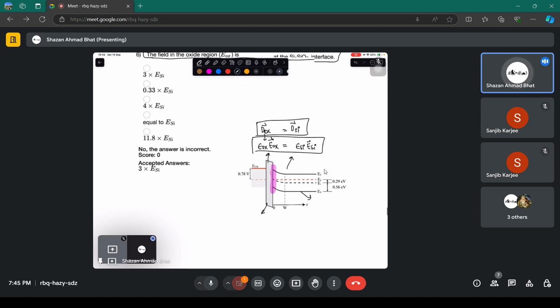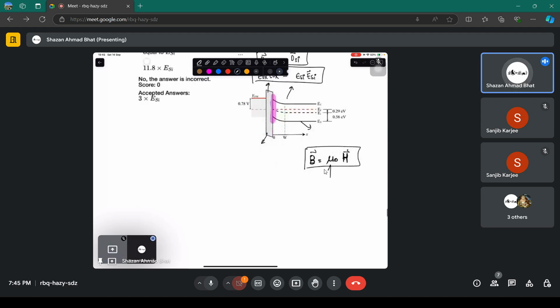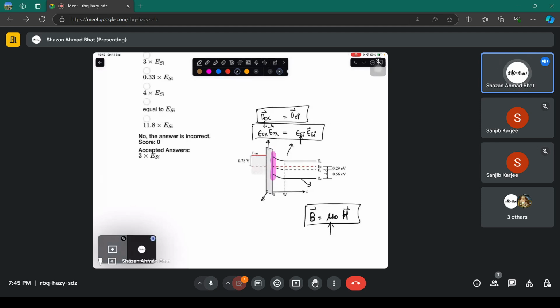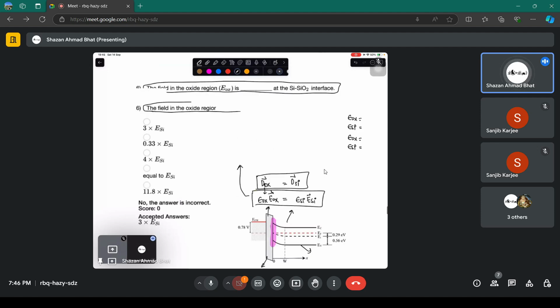Electric displacement vector is epsilon times E. It is similar to the magnetic field. The magnetic field vector is basically the permeability mu naught times the applied magnetic field intensity. Similar concept. This determines how the medium will respond to the external magnetic field, and this determines how the medium will respond to the external electric field. So using this condition, now you know the epsilon ox and epsilon silicon values. I guess those have been given in the question.